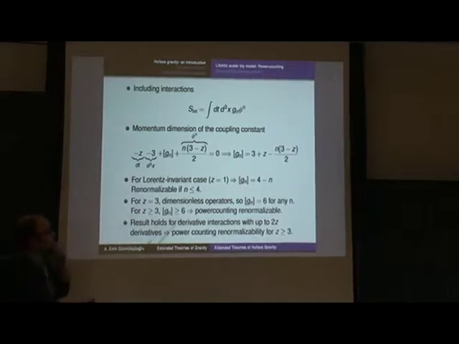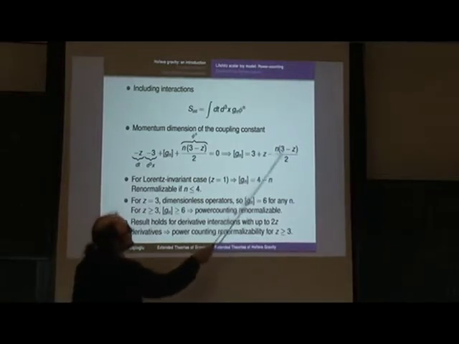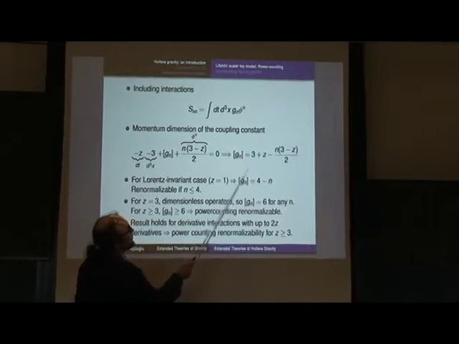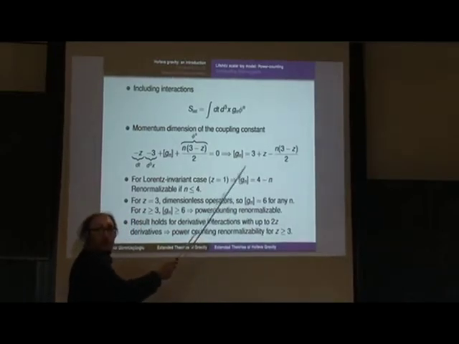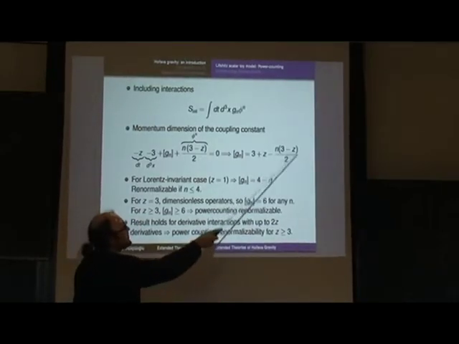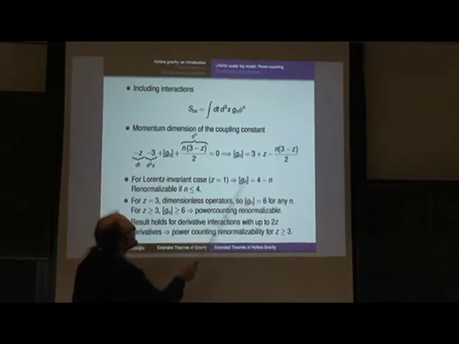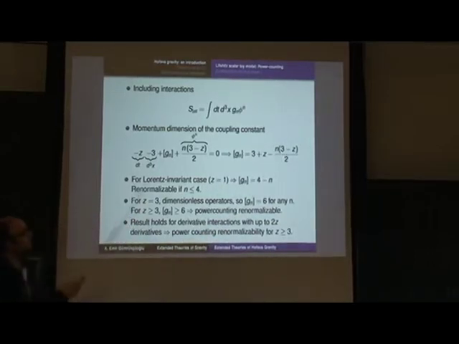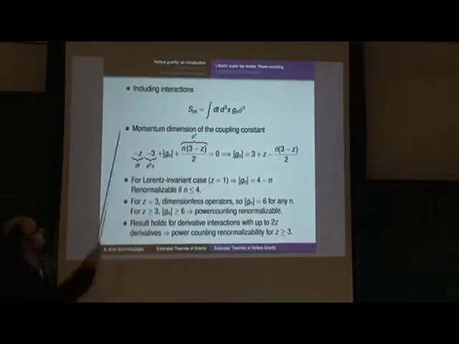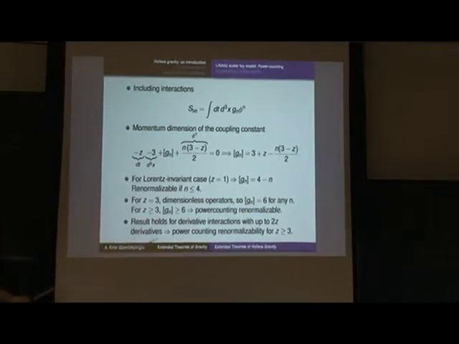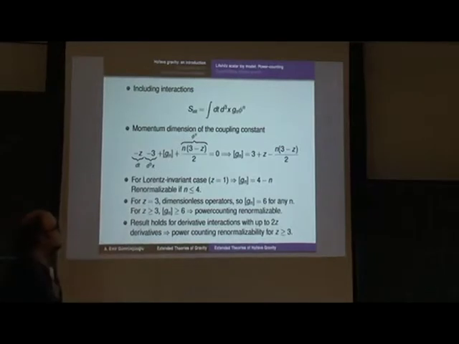But you can also notice that when z equals 3, this term vanishes, and you get something that is manifestly positive. And this also goes true for higher z. If z is higher than 3, this is again positive. So basically, this is the condition for power counting renormalizability in this Lifshitz scalar theory, which has non-derivative self-interactions.